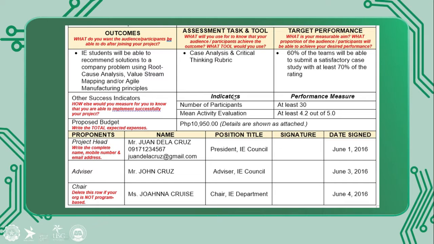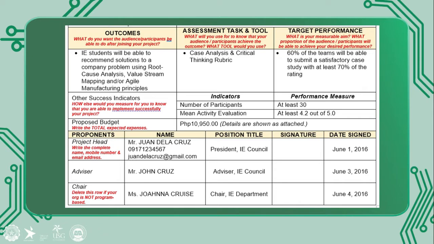So you have here indicators and performance measures. For example, in indicators, number of participants, how much you're expecting. Since it's a training or workshop, you'd be expecting fewer people compared to other activities. So for in-depth training can be at least 30 to 40 participants. Then mean activity evaluation, always make sure that when you conduct projects or programs, there's always an activity evaluation.